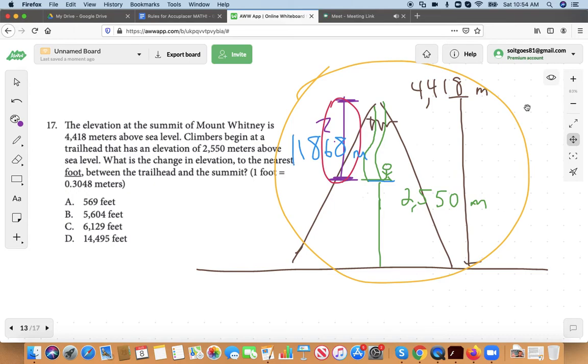Okay. Right there. There's a lot flying around on that picture. But does that sound reasonable, at least, that he has like 1,868 meters to go? Does that sound reasonable? Yeah.